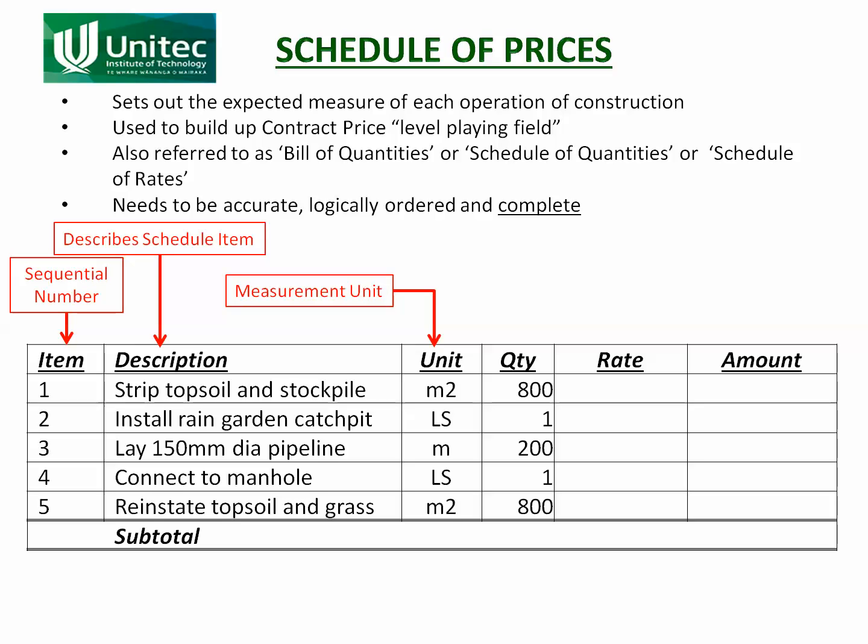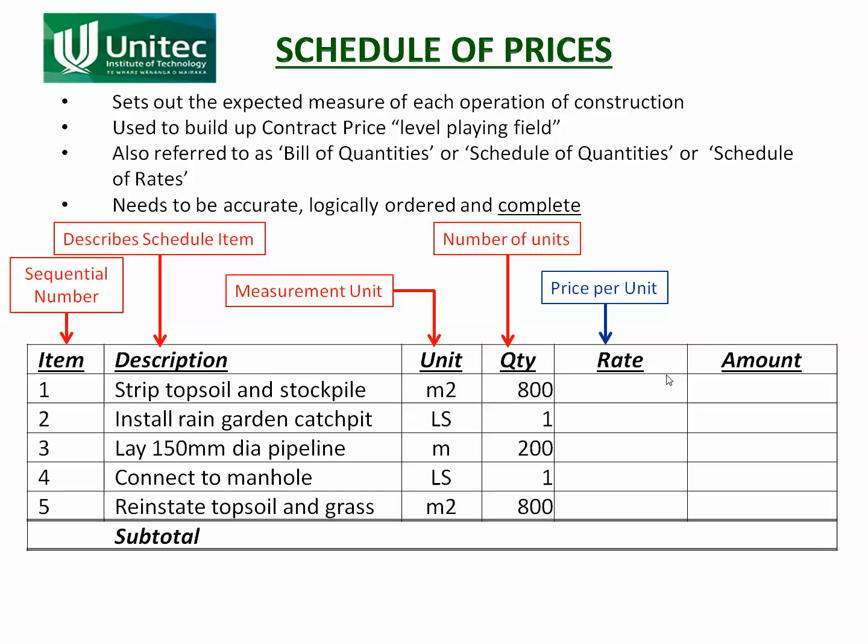And then there's the measurement unit. What unit are we measuring it in? The next slide cast will look at how we determine what that measurement unit is, because there is a standard for that. And the number of units, how many of that particular unit. So in this case, stripping topsoil and stockpiling, we've got 800 square meters of topsoil.